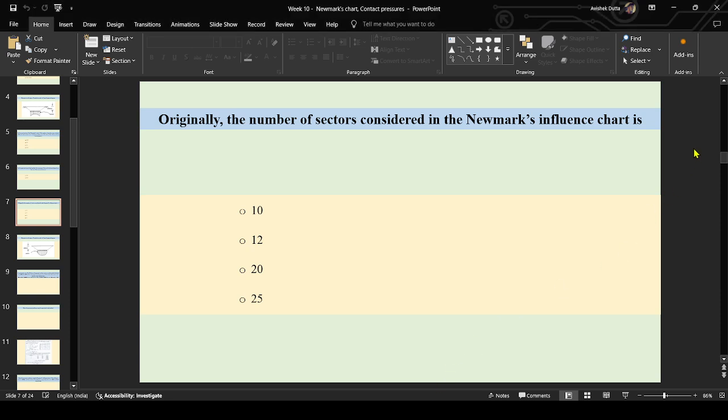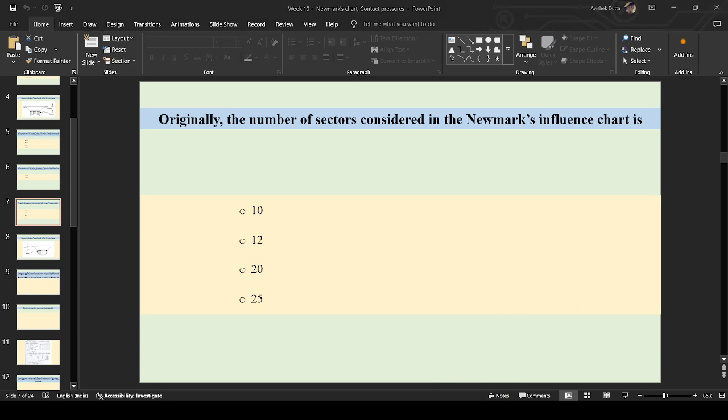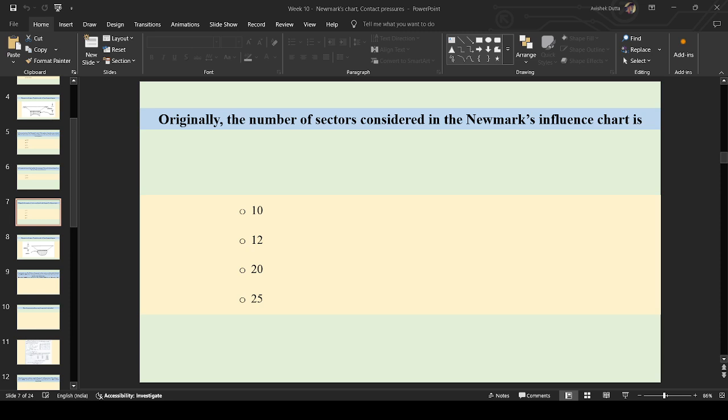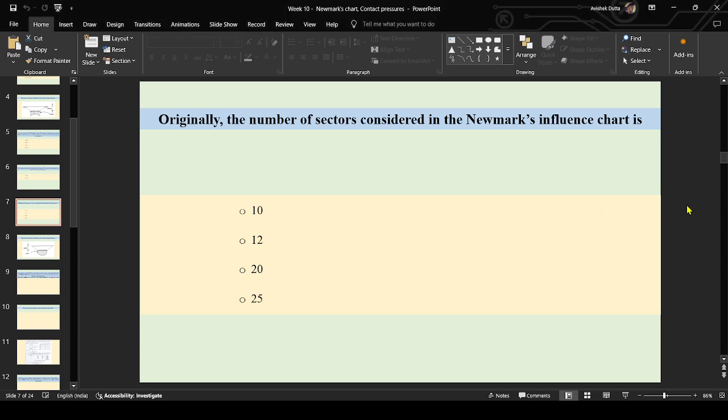Originally, the number of sectors considered in Newmark's influence chart is: first option 10, second option 12, third option 20, last option is 25.